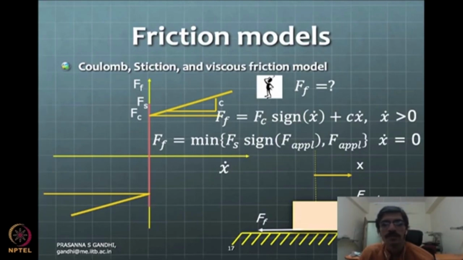So till F applied exceeds the Fs value by something, the system starts moving, x dot changes its value, and then you get into this equation. Before that, you are in this equation. So F applied has to go beyond Fs to get into this form. That's what it means.